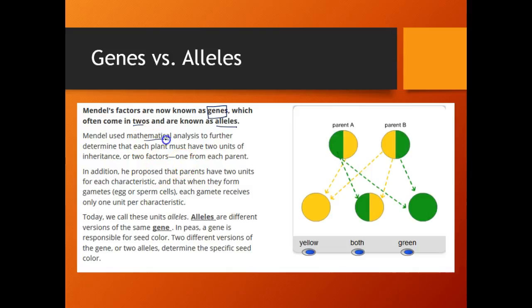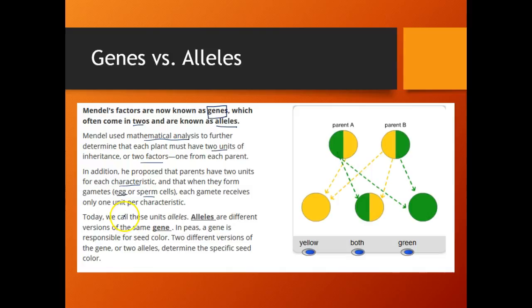So Mendel used mathematical analysis to further determine that each plant must have 2 units of inheritance or 2 factors, one from each parent. So for example, if parent A had one green factor and one yellow factor, it could either give the green to an offspring, or it can also give the yellow to the offspring as well. In addition, he proposed that parents have 2 units for each characteristic, and that when they form gametes, eggs or sperm cells, each gamete receives only 1 unit per characteristic.